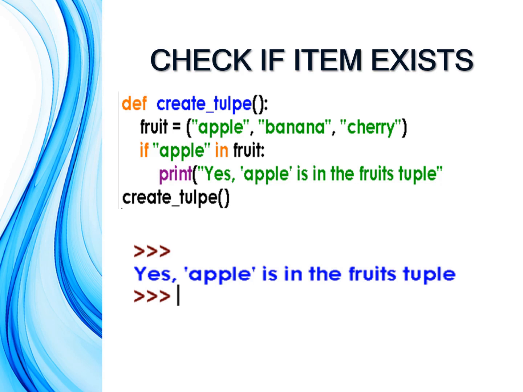This particular statement is important to check for the existence of a particular item in the list. That is, if apple in list. You may note that the string data should be given inside double quotation marks, and it will match this particular string with each and every element present inside the tuple. If a match is found, it is going to execute the print statement. Since apple is available in the list, we will get the output: yes, apple is in the fruit tuple.